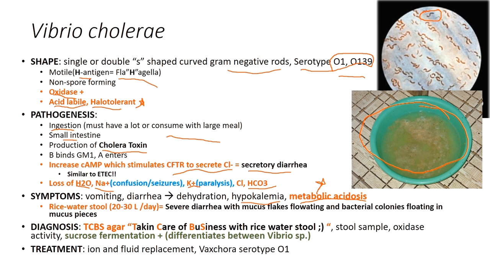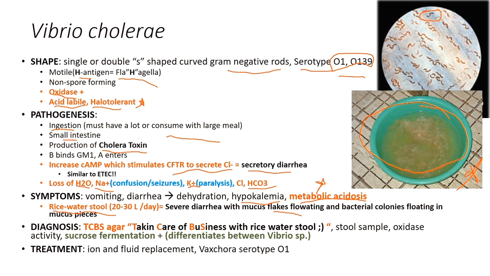So as far as the diarrhea, this is one that you're going to be wanting to look for in a description. This is known as rice water stool, and that's exactly what is in this picture up here in the corner. That means you have about 20 to 30 liters a day of this mucusy, chunky but watery stool. Severe diarrhea, like a ton. And these flakes that are floating have bacteria colonies floating in them. So definitely don't take a spoonful of that.